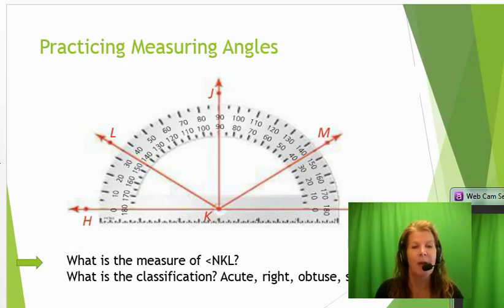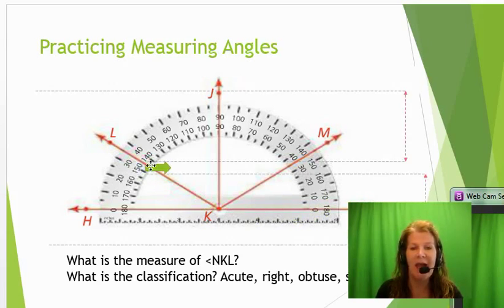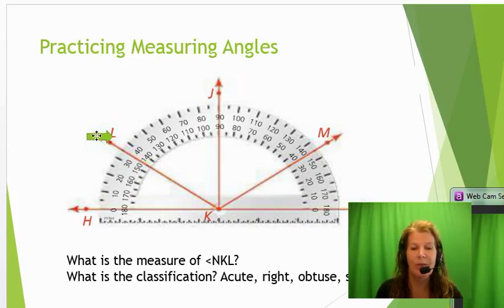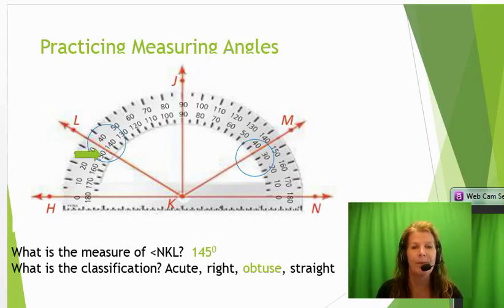All right, practice problem for you. Here are your questions. What is the measure of NKL? And also, what would that classification be? Acute, right, obtuse, or straight? Please stop this recording now, determine your answers, and then move on to the final slide.